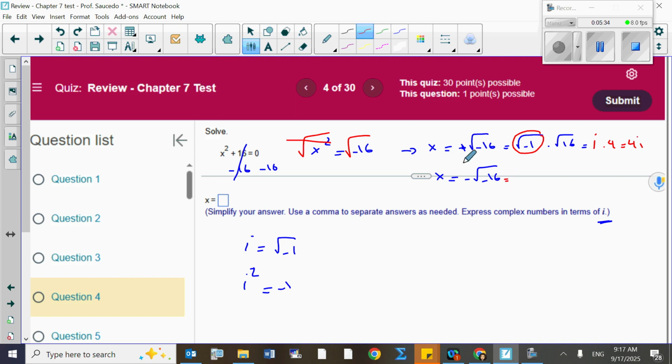And the same here. I have a negative outside, and I write negative 16 on the radical as negative 1 on the radical and 16 on the radical. So I know this is I. I have negative I times the square root of 16, which is 4. So this is negative 4I.